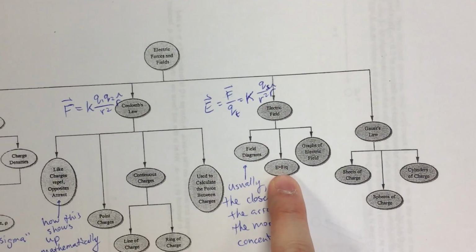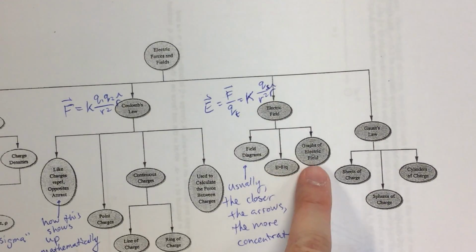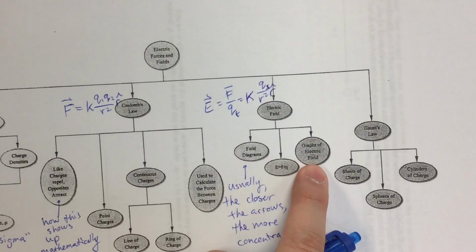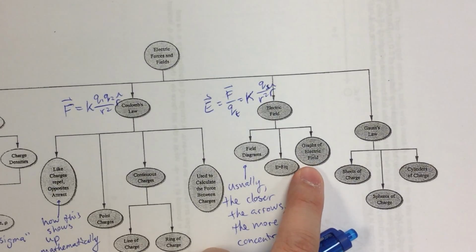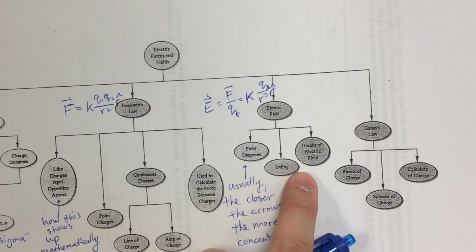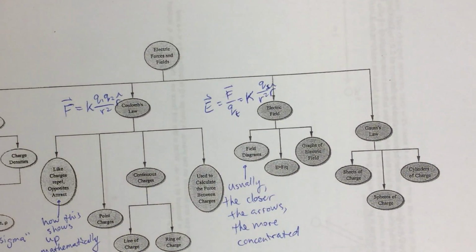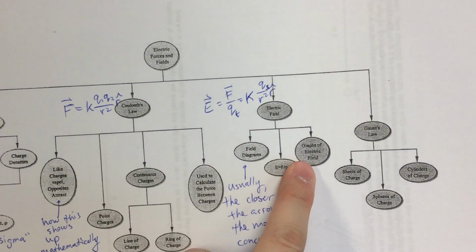You need to make sure you know how to determine the force of a charge that you put in a field. And then when we look at the graphs of electric field, there's a couple, right? If you have a point charge, it's an inverse square pattern. If you have a line of charge, it's an inverse pattern. If you have a plane of charge, it's a constant pattern. You need to know those.